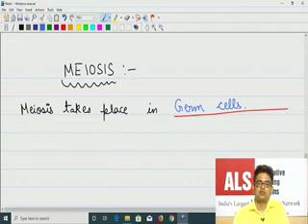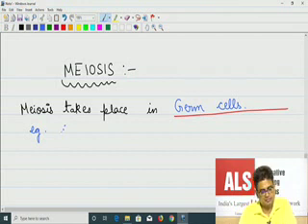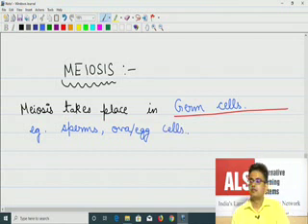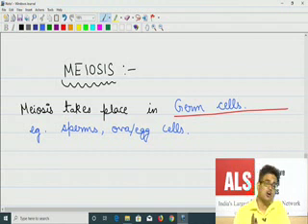Okay. So, can you name some germ cells in your body? Sperm cells. Yeah. Sperms and ova or egg cells. These cells in a body, they undergo meiosis, and now we must study the meiosis cell division.